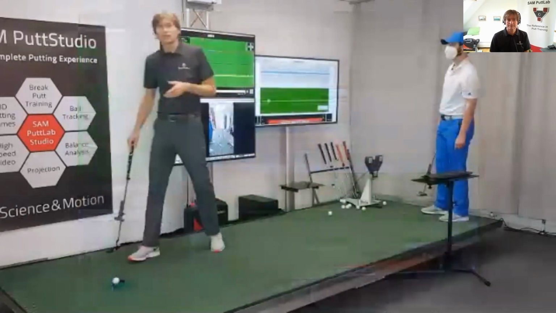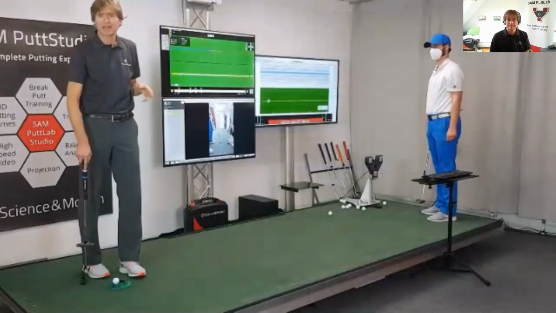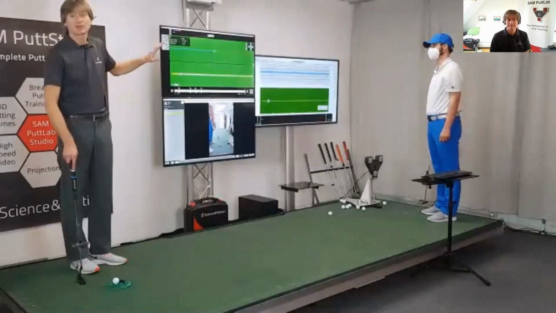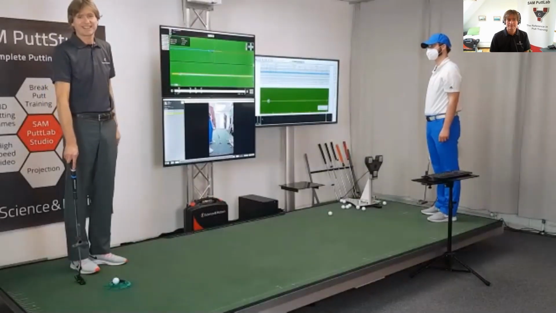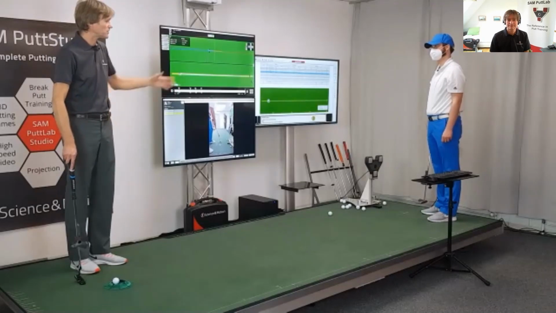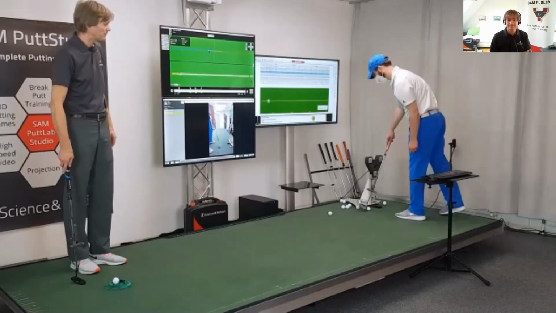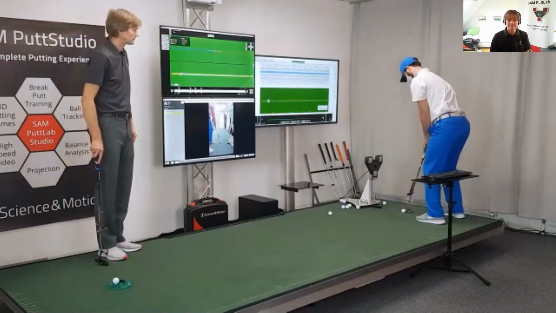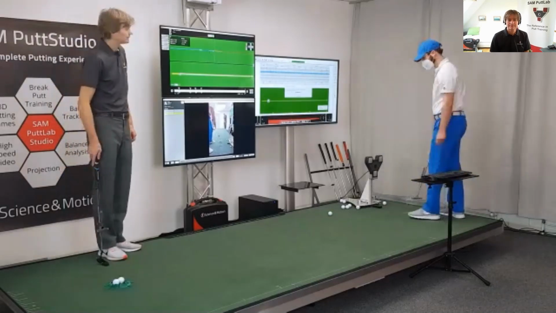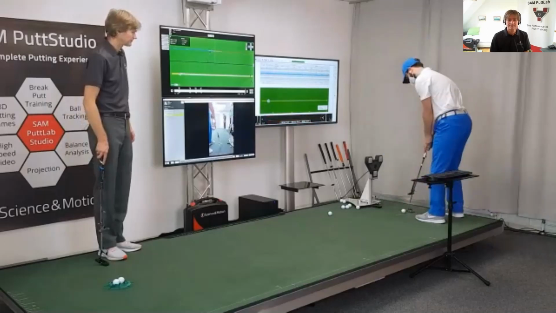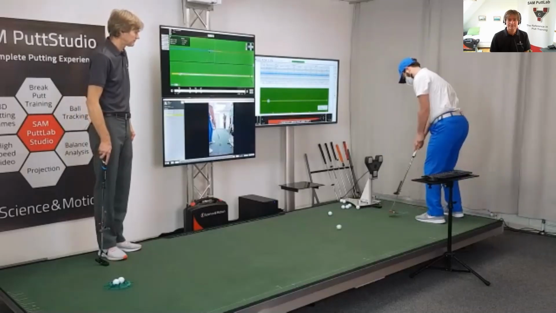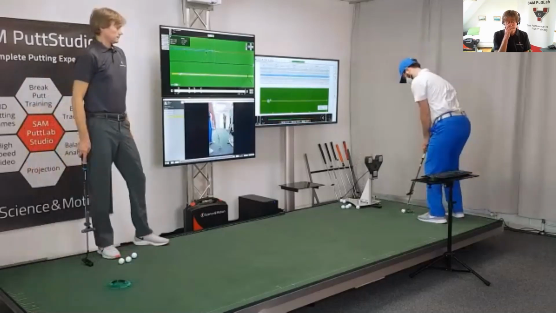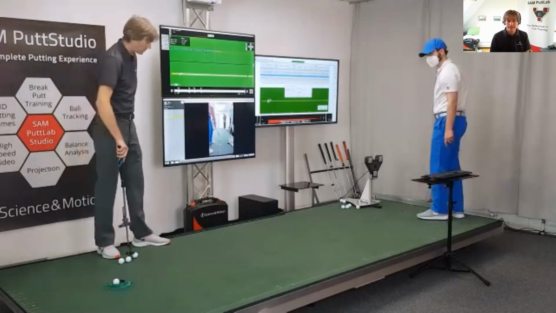And normally we would let him again play a couple of putts and look at the summary report for ball performance data, and then this data can be used for fitting. So let's just play another putt or a couple of putts. Very nice.